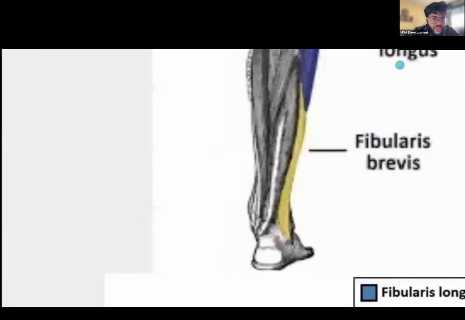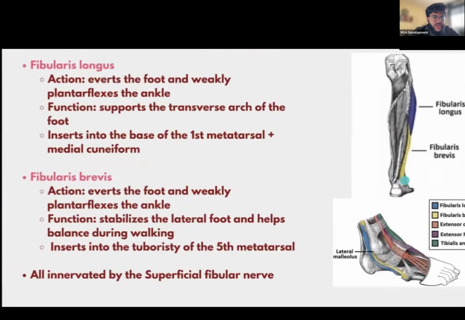You have the fibularis longus and fibularis brevis. The fibularis longus is basically responsible for weak eversion of the foot, so moving the foot outwards. If these were your two feet, this would be inversion and this would be eversion. The fibularis longus is responsible for eversion of the foot, and it's also responsible for weak plantar flexion, weak movement of the foot downwards. It inserts into the base of the first metatarsal and the medial cuneiform. It passes under the foot and inserts into the first metatarsal. I'll show you a picture later on.